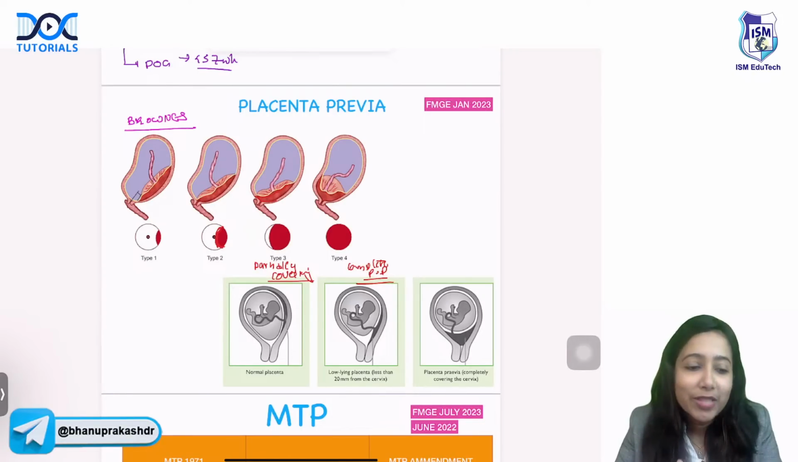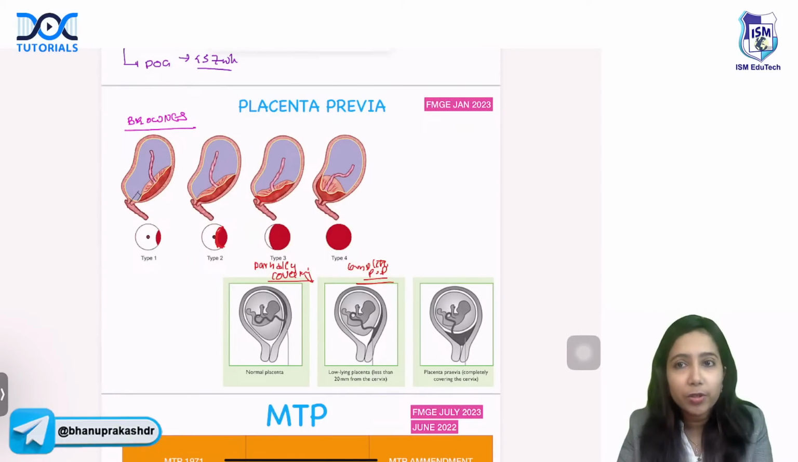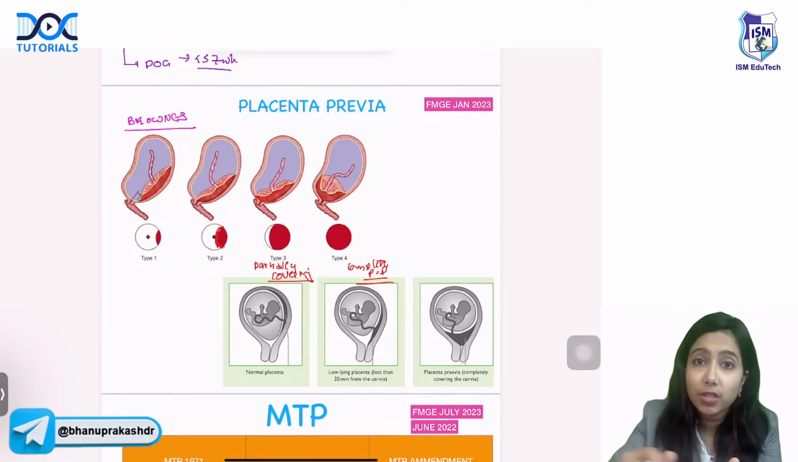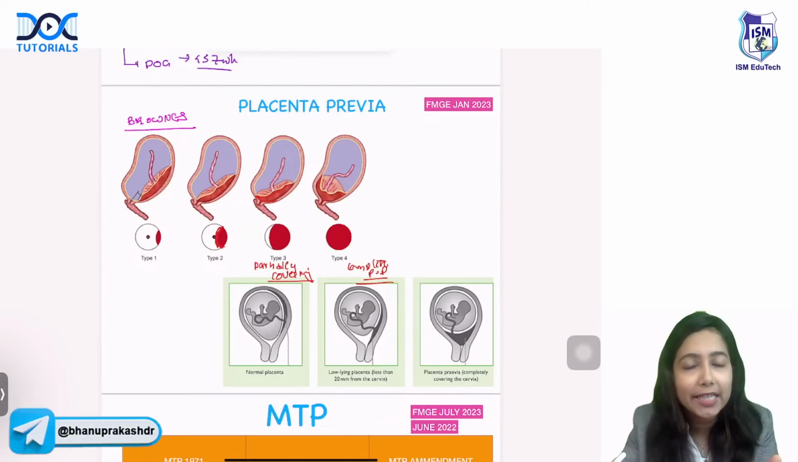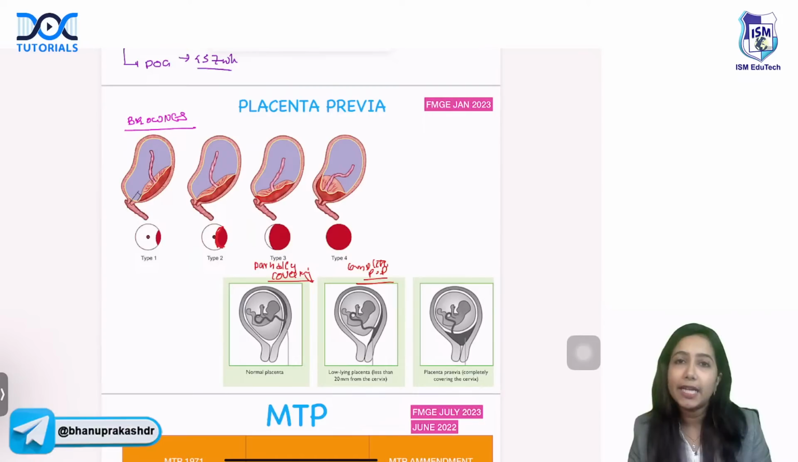So in the Browne's classification, we have 1 to 4. In 1, it is in the lower uterine segment. 2 is just touching the internal os. And 3 is when it is covering the os, but not when fully dilated. 4 is it is covering even when the cervix is fully dilated.